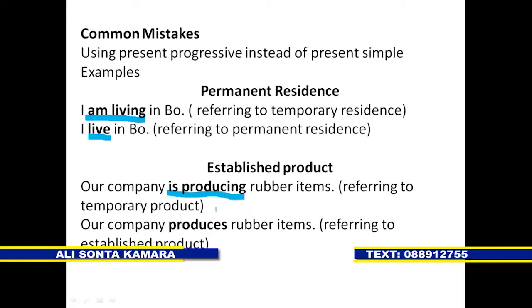So it should be: our company produces rubber items, because of course producing rubber items is the company's product. So that is a permanent product. Except that in the first example, it will mean that the company actually has a permanent product, but it has been contracted to do some job with rubber items. Probably it could be a 5-month contract, 7-month contract. The company has been contracted to carry out activity dealing with rubber items. In that regard, using the present progressive is no problem.